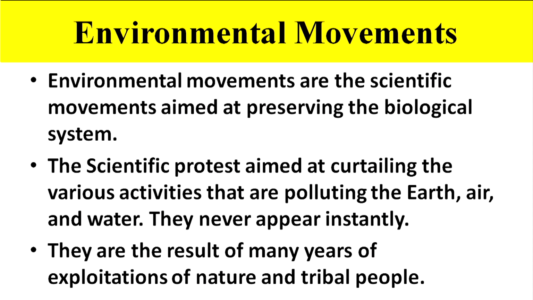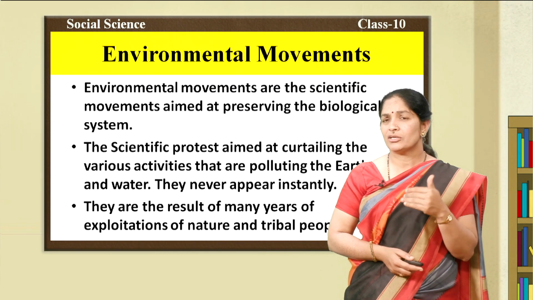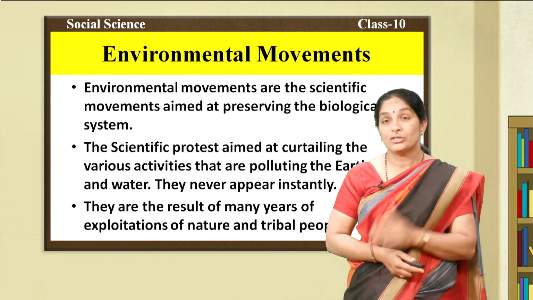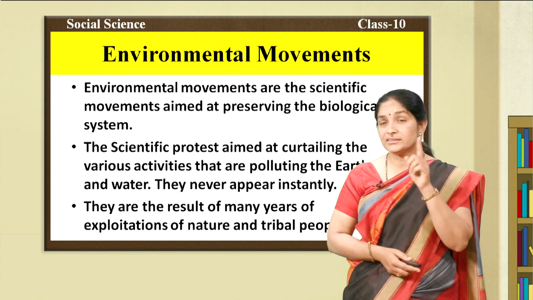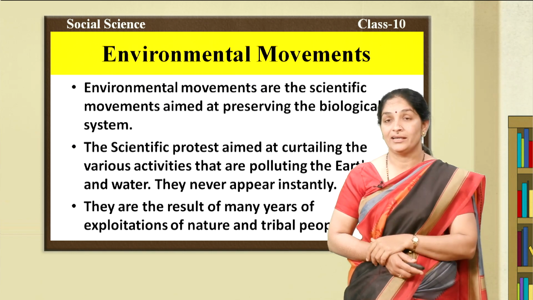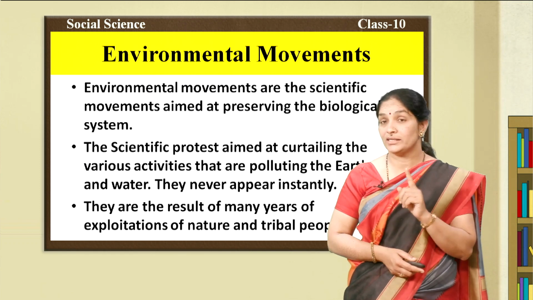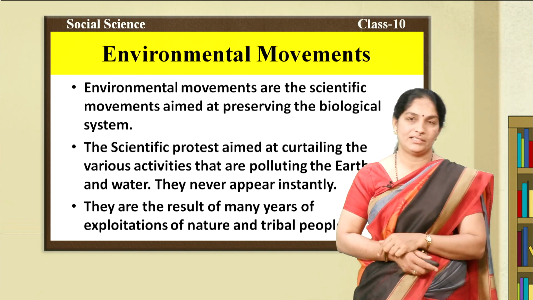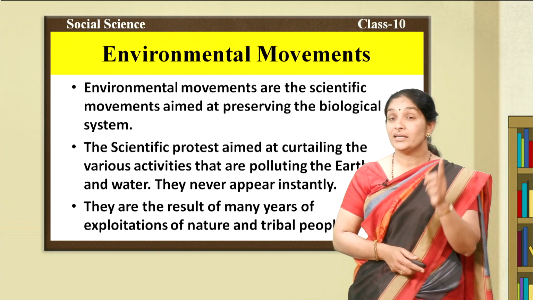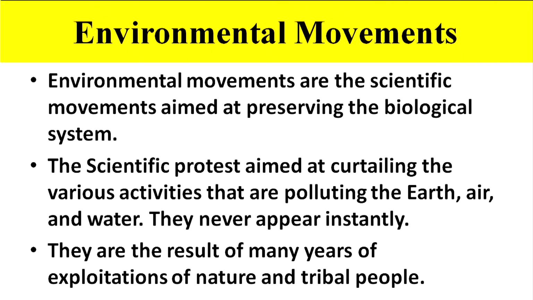See, while studying sociology, you have to link the social aspects around you, what is happening in the society around you. See, environmental movement, we came across so many environmental movements to protect the environment. It is a scientific protest. They never appear instantly. It is a planned one. The social movements are planned ones. Like that, the environmental movements are planned ones. And they aimed at curtailing, means to stop, the various activities that are polluting the earth, air and water.